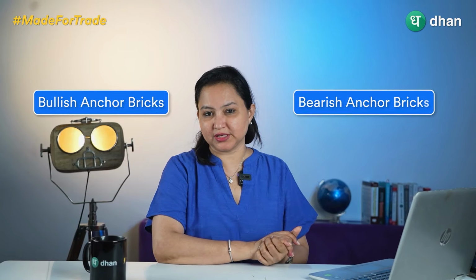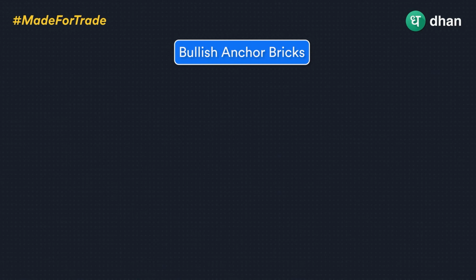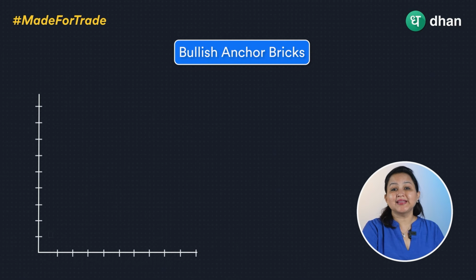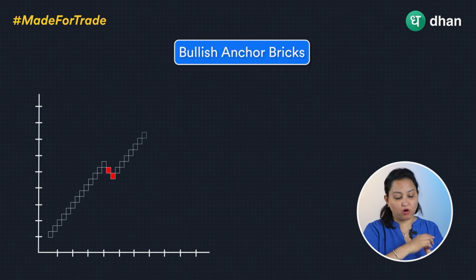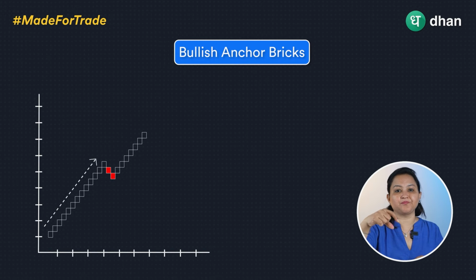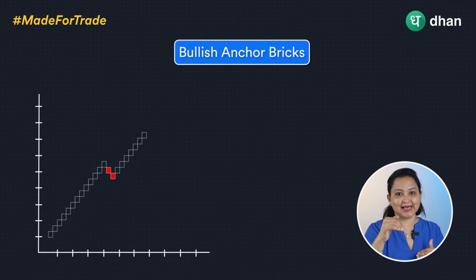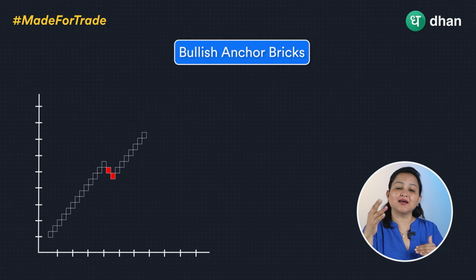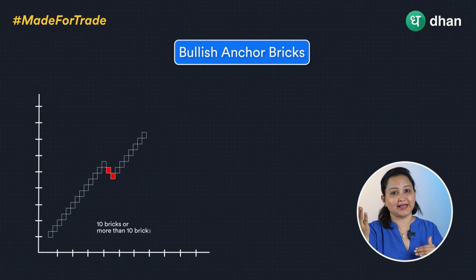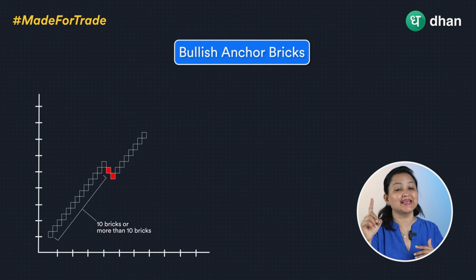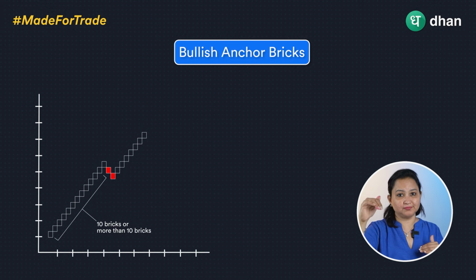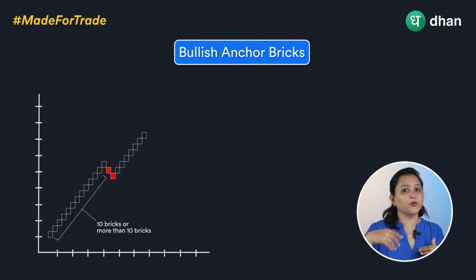So we have bullish anchor bricks and we have bearish anchor bricks. In case of bullish anchor bricks, there would be more than 10 bricks which are formed in one single string. So in that particular price action, back to back there are 10 bricks or more than 10 bricks formed in one single diagonal fashion, and there is no pullback during this.